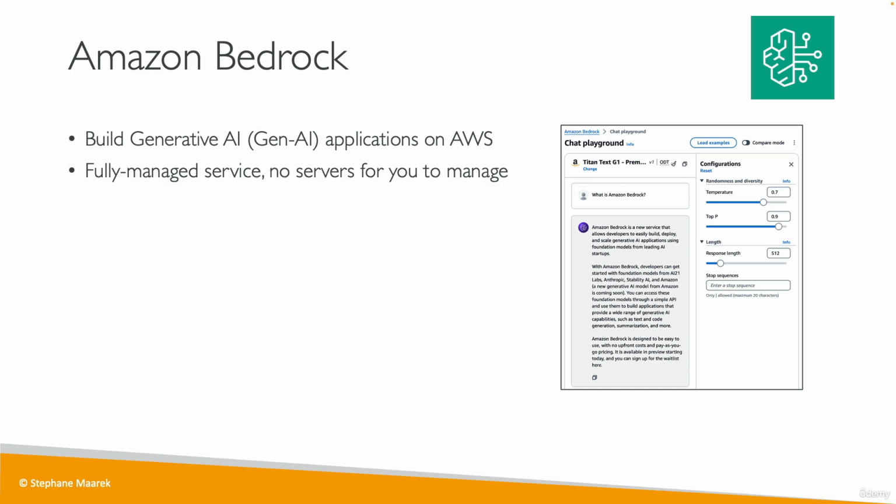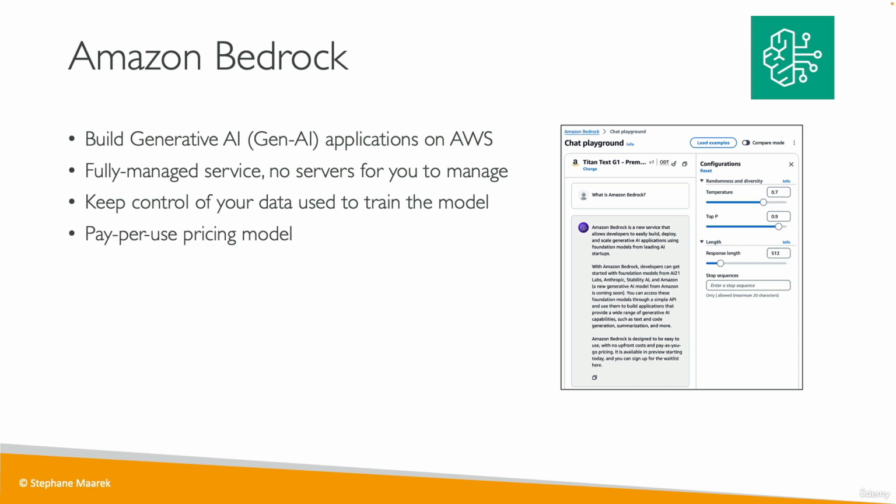It's called a fully managed service. That means that for you, there is no server you need to manage. You just use the service on AWS and Amazon Web Services will make sure that the service is working for you. You're going to keep control of all the data you're going to use to train the model because it all happens within your account. It never leaves your account. You're going to have a pay-per-use pricing model, but we'll go into the pricing model later on as well.